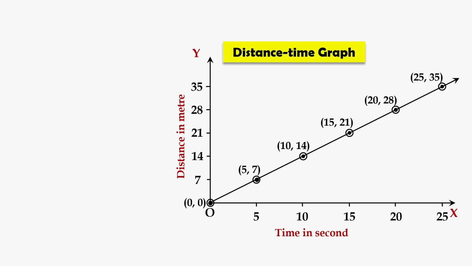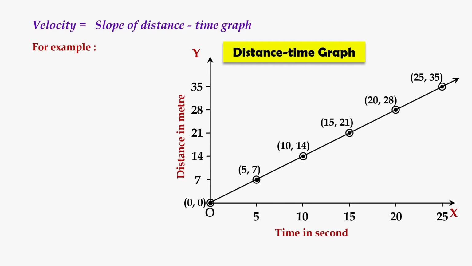Velocity from distance-time graph. Velocity is obtained from the slope of a distance-time graph. This means velocity tells us how fast distance is changing with respect to time. In the given graph, time is shown along the horizontal axis and distance is shown along the vertical axis. To find the velocity, we choose any 2 points on the straight line of the graph.